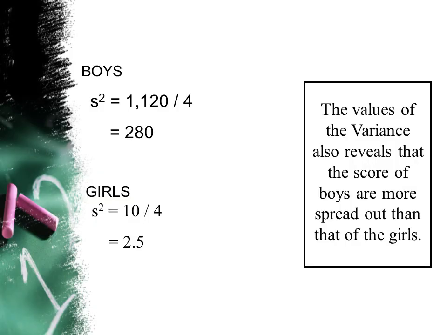Still, the girls got a lower value. It means that they have a more uniform or homogeneous performance with each other, as compared to boys, very spread out because of 280. That's a very large value.